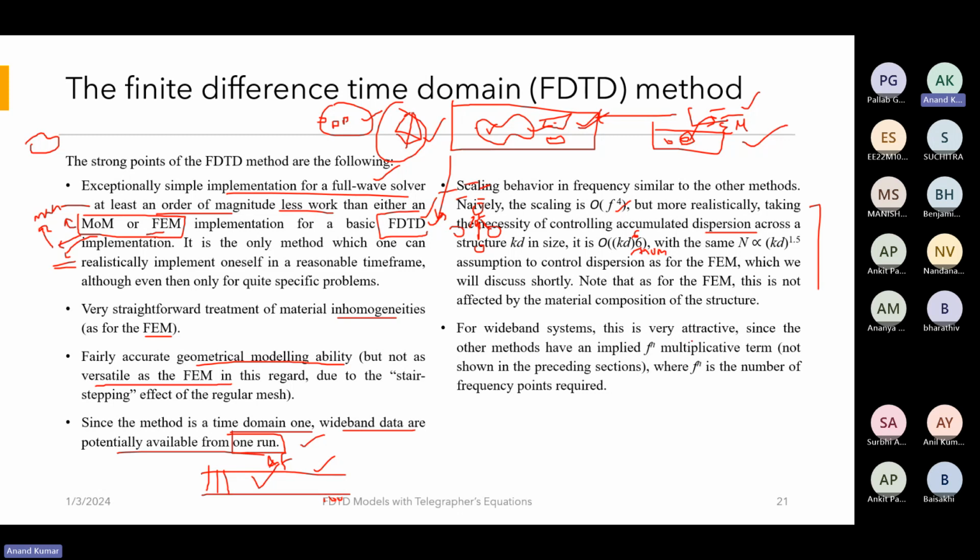So for wideband systems, this is very attractive, since the other methods have an f power n multiplicative term, not showing in the preceding sections. Yeah, so these two are more based on how you calculate the computational complexity, but for FDTD, since it's a wideband system and all the results you're getting in one run, it's all right. You don't have to run the particular code snippet for each frequency every time. Hence you don't have to bother about the time it takes.